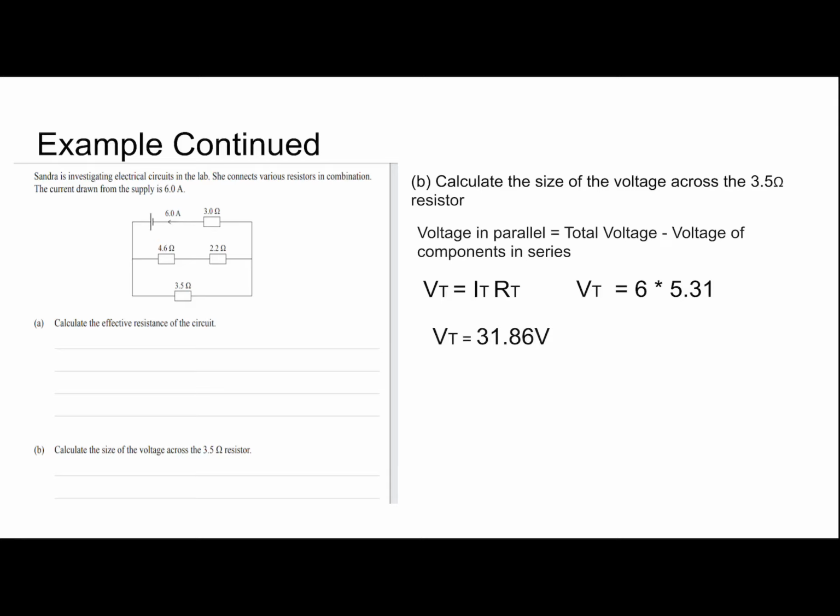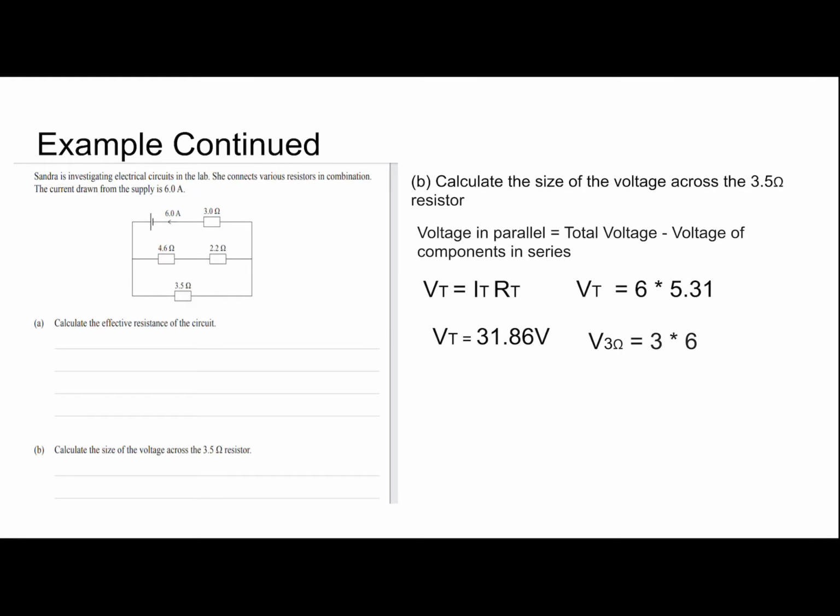And now we find out the current through the 3 ohm resistor. So how much candy is given to the 3 ohm resistor? We do the total amount of candy minus the amount of candy given to the 3 ohm resistor, and therefore we'll find the amount of voltage given to the parallel.